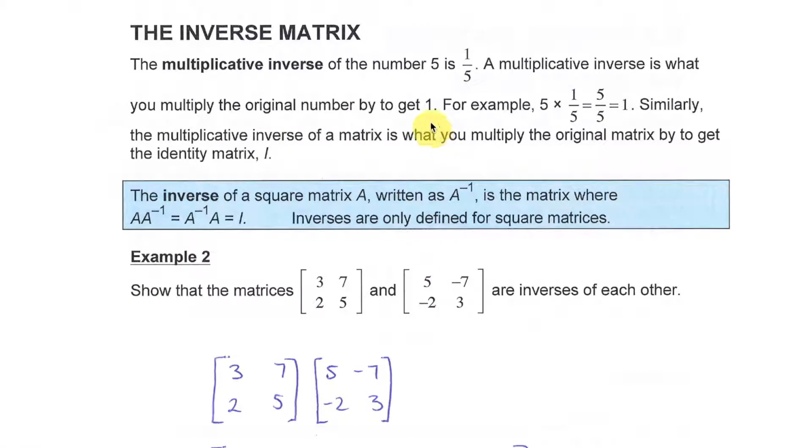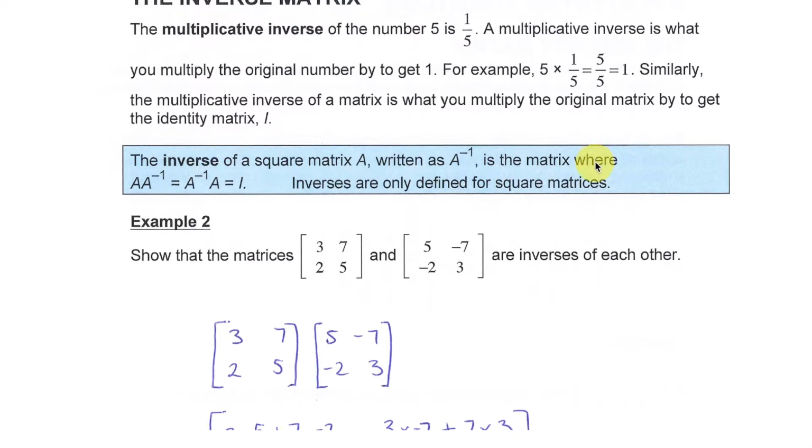Okay, inverse matrices. First of all, let's consider the inverse of the number 5. The inverse of the number 5 is 1/5. If I take 5 and multiply by its inverse, I'll return the number 1. If I start with 1/5, the inverse of 1/5 is 5. So if I have 1/5 and I multiply by its inverse, again, I'll return 1.